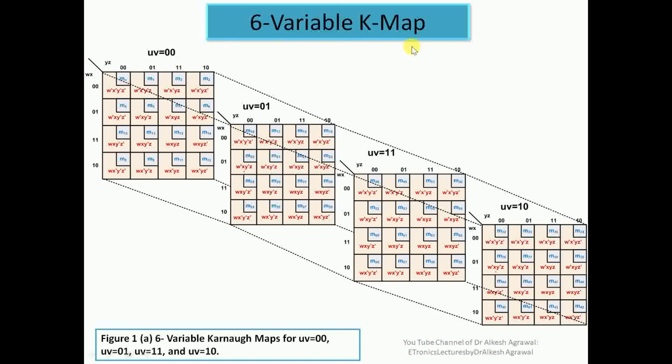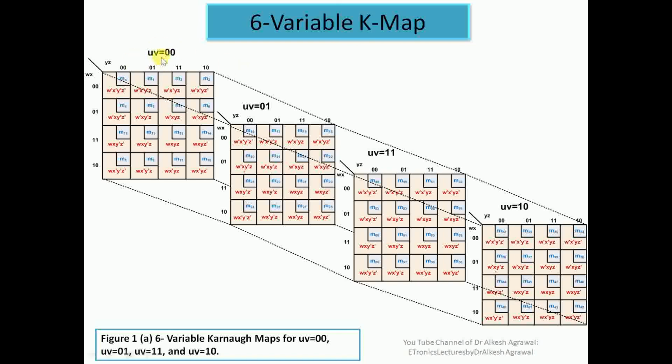So for a 6 variable K-map, that is, in order to reduce a Boolean function with 6 variables, we will take help of a 6 variable K-map, which comprises 4 different maps. One map is for UV equal to 0 0, one is for UV equal to 0 1, one is for UV equal to 1 1, one is for UV equal to 1 0. The most significant bit here is U, then the next most significant bit is V. So these two bits are being depicted outside the map.